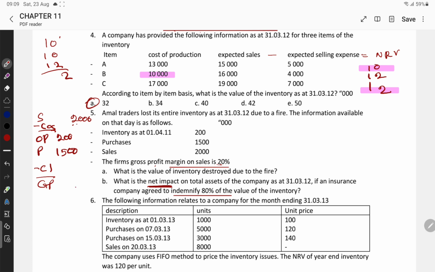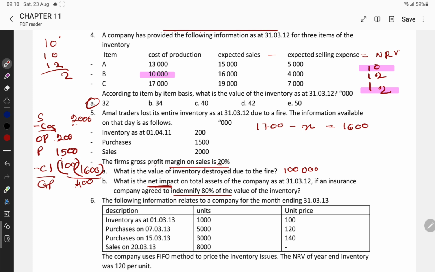So 2000's 20% is going to be 400. So if gross profit is 400, our cost of sales is going to be 1600. So 200 plus 1500 is 1700. So 1700 minus your closing stock, your cost of sales is 1600. So take x to the other side, bring 1600 to this side. So your closing stock will be 100. So value of inventory destroyed due to the fire is 100,000. Don't forget to write the 3 zeros.